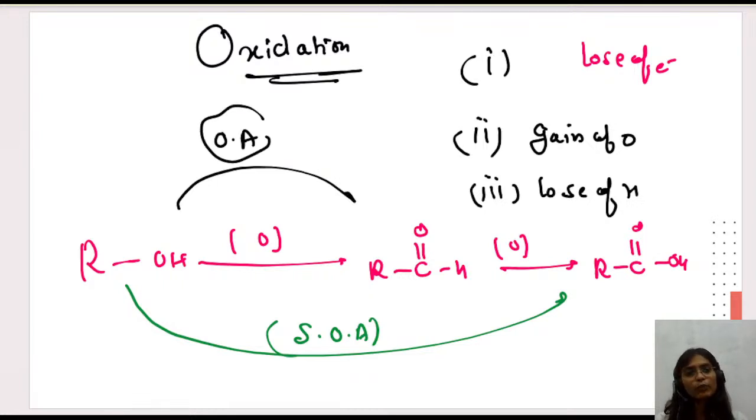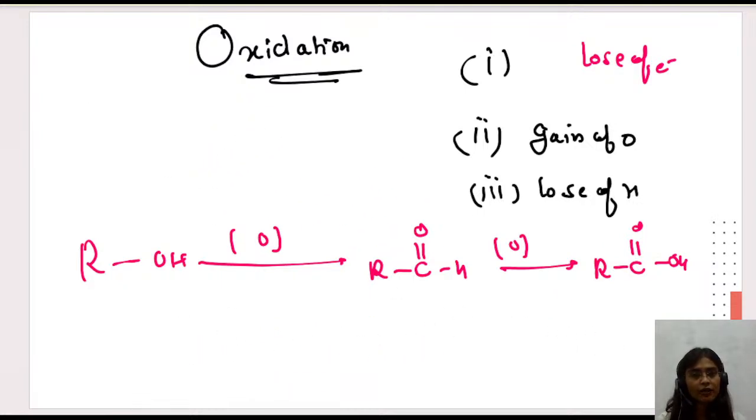But the point is, how can we actually define it as oxidation there? So let's count only the oxygen part. Here one oxygen, and here one oxygen. There's no change in oxygen number. But if you observe from here, let's just write the carbon as well.